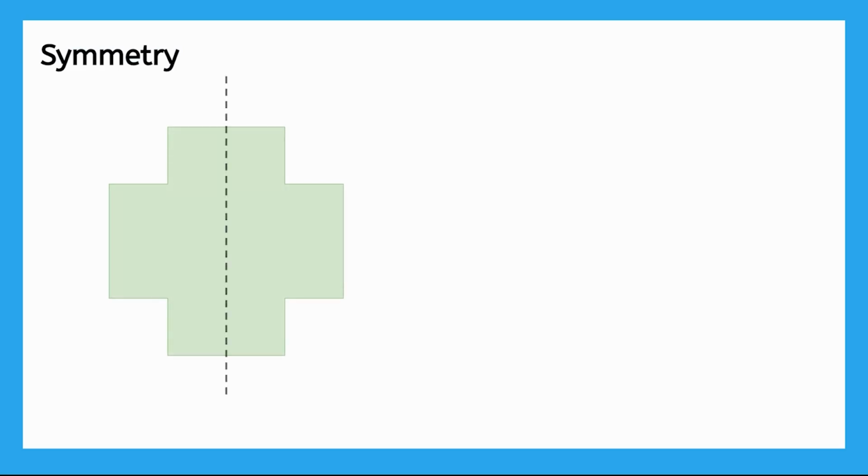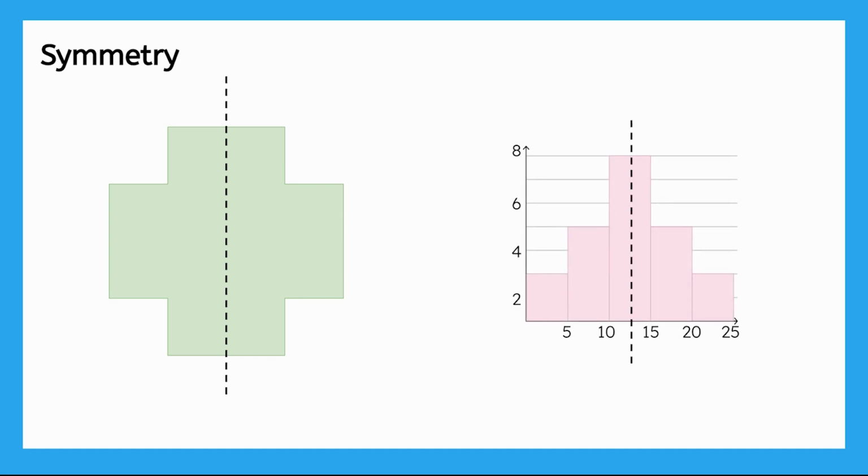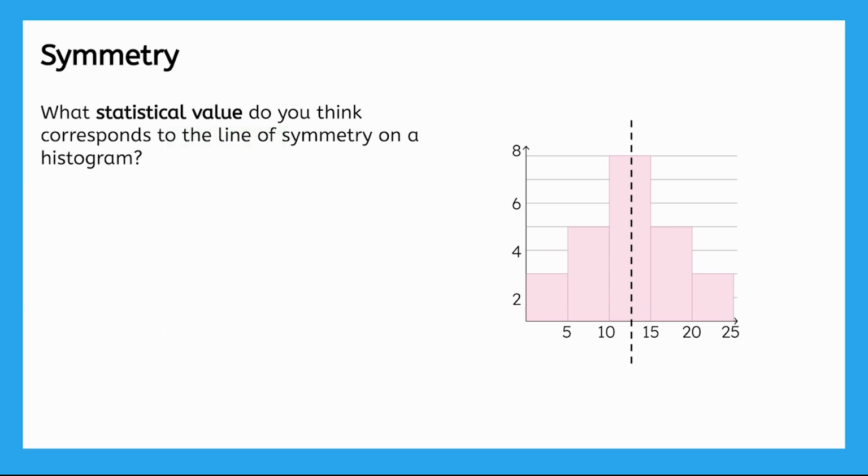Just like when you studied symmetry in geometric shapes, symmetry in data occurs when we can draw a line on the histogram such that the left and right of that line are mirror images of each other, or very close, as we see in the histogram for dataset C. What statistical value do you think corresponds to the line of symmetry on a histogram? If you said mean, median, or mode, you're right.